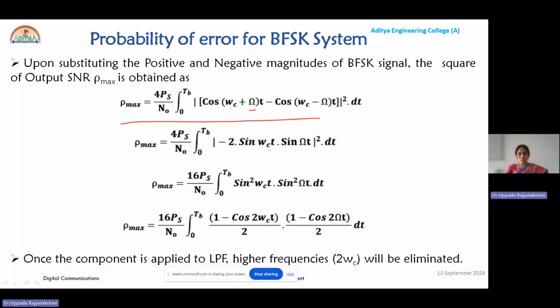So 2 sin(omega c t) into sin(capital omega t), where capital omega represents a small change in the carrier frequency.